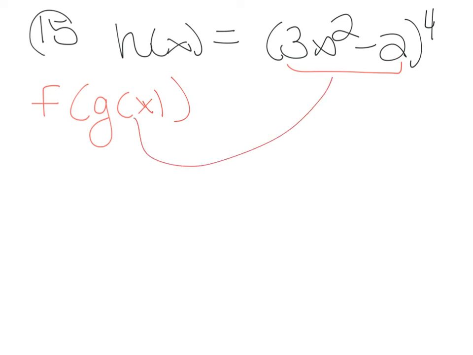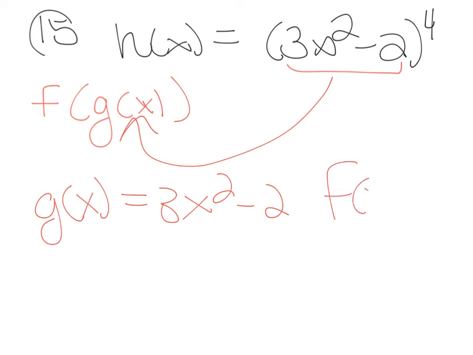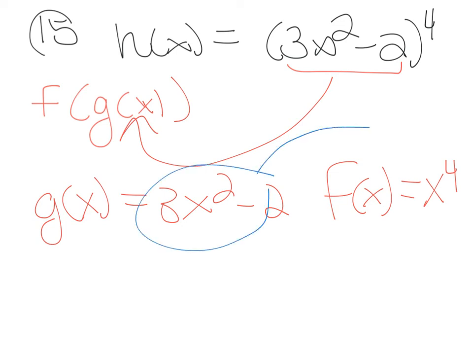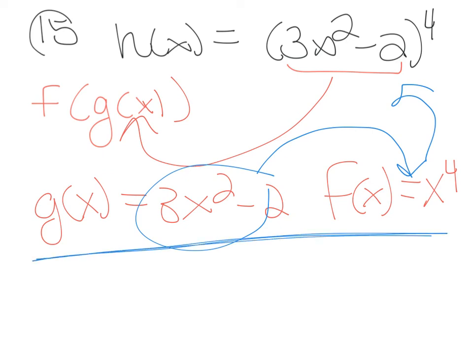So right now my stuff is going to become g. So if I do g of x equals 3x squared minus 2, and I say that f of x equals x to the 4th, when you take g and plug it in for this x, you will end up getting back to stuff to the 4th power. So these two things that I just underlined, those are your answers. That's the decomposed function.